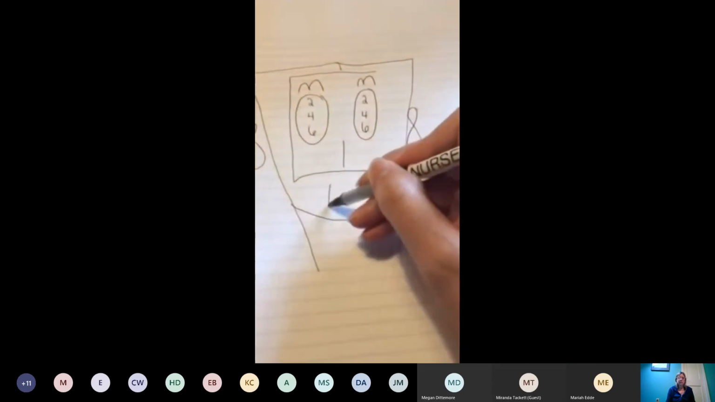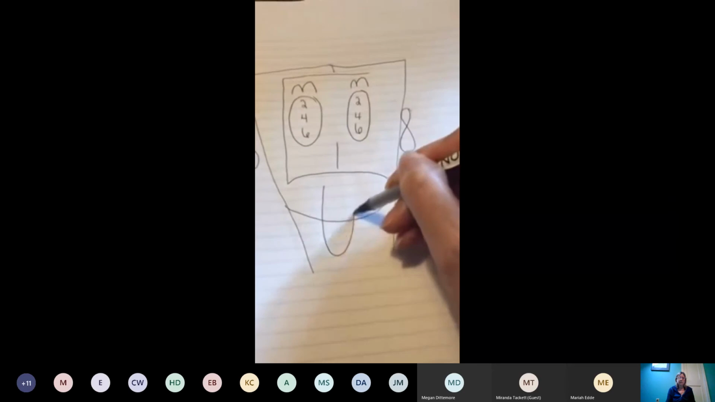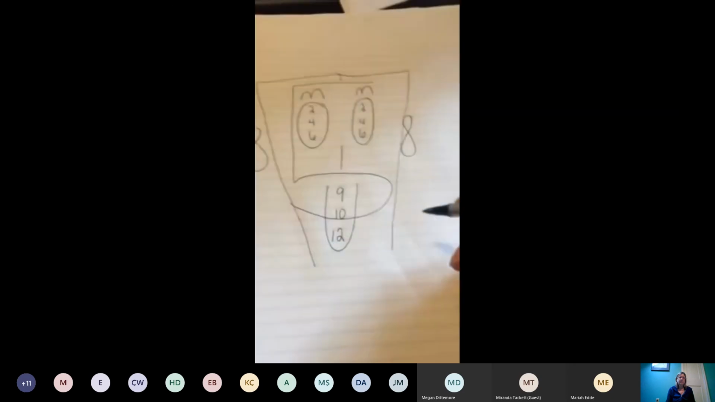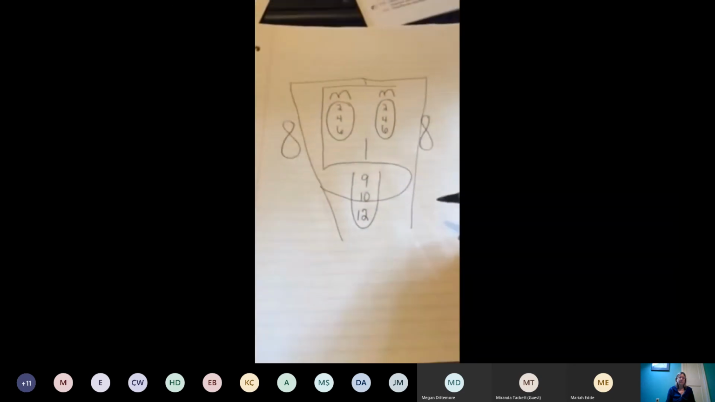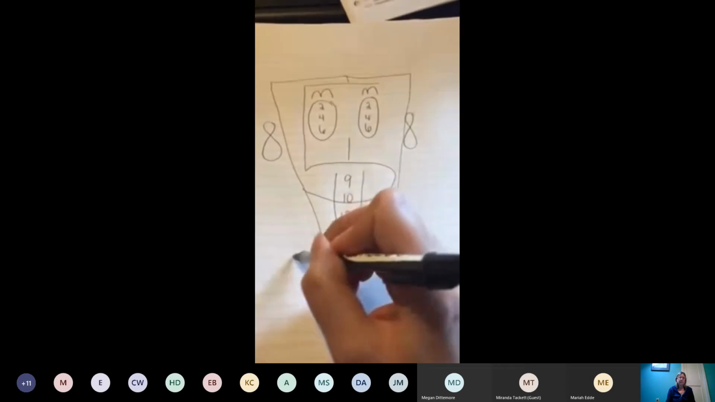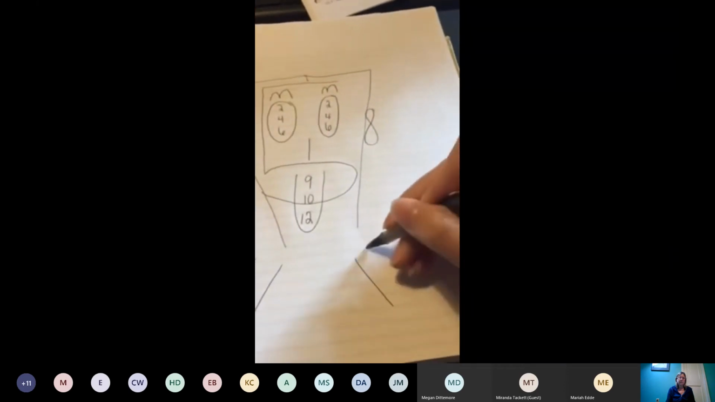Then you'll draw a tongue, and you're going to put number 9, number 10, and number 12 because there are 12 cranial nerves. Last thing you'll do, you'll notice we didn't do the 11, so you'll do the 11 like little arms off to the side.